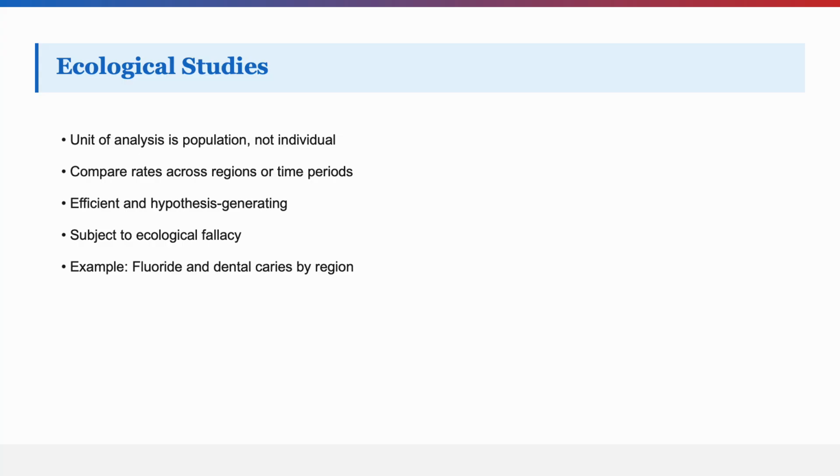Ecological studies analyze data at the population level rather than the individual level. Instead of asking whether individuals who smoke get lung cancer, we ask whether populations with higher smoking rates have higher lung cancer rates. These studies are efficient. You can use existing aggregate data without individual level measurement. They're useful for generating hypotheses and examining population-level exposures like air pollution or water fluoridation.